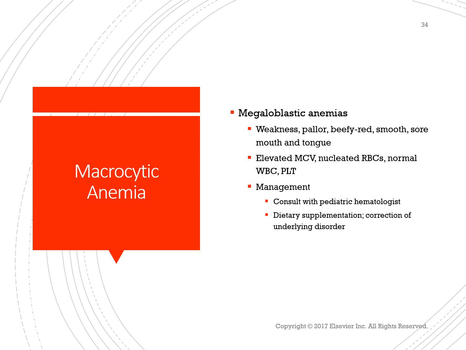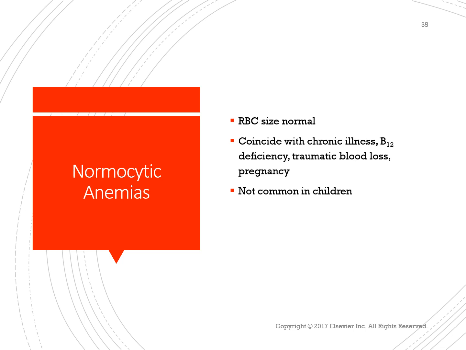Management: we're going to again consult with a pediatric hematologist, and we're going to do dietary supplementation to correct whatever the underlying disorder is. In your normocytic anemias, we're going to see a red blood cell size that's normal, and these usually coincide with a chronic illness, or we may see it in B12 deficiency, traumatic blood loss, or pregnancy, and these are not common in children.